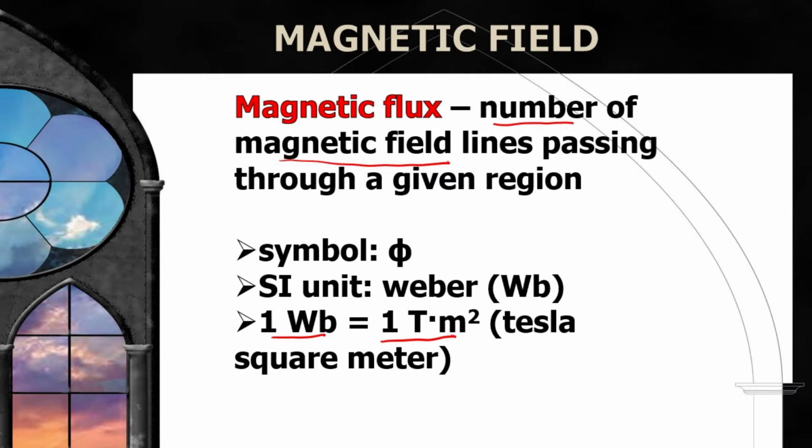Or if we're going to put this into a formula, since this is Tesla meter squared, we can say that Tesla is our magnetic field and meter squared is our area. So therefore, we can say that magnetic flux is equal to your magnetic field times your area.